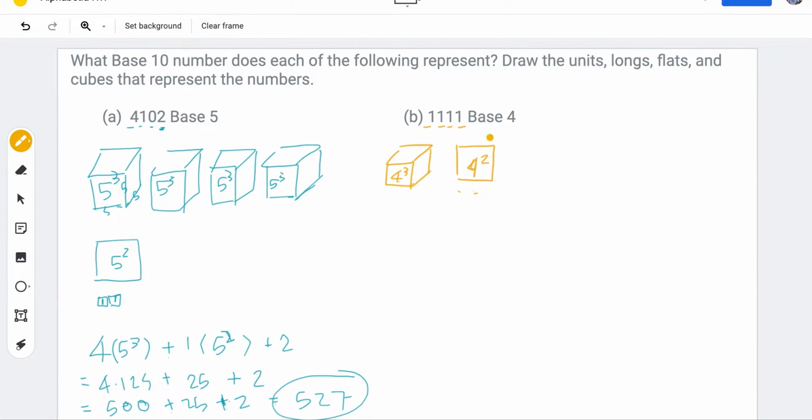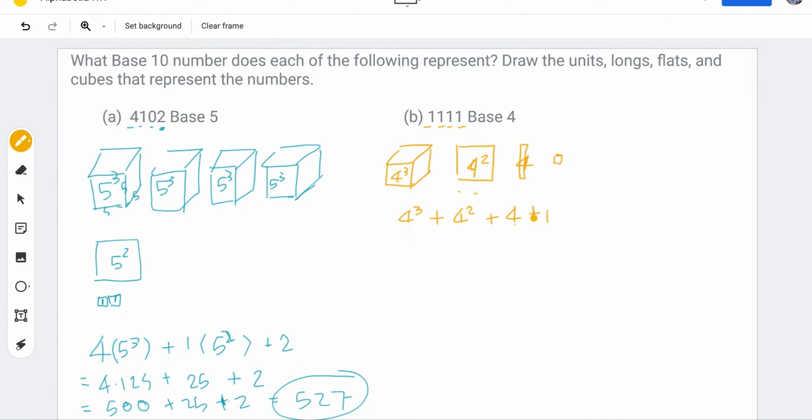And in this one, you know, it is 1 long. And in 1 long, we have 4 units. And there is 1 unit. So we can just add these together. You have 4 cubed units in 1 cube. And you have 4 squared units in 1 flat. And in 1 long, you have 4 units. And there's 1 unit left.